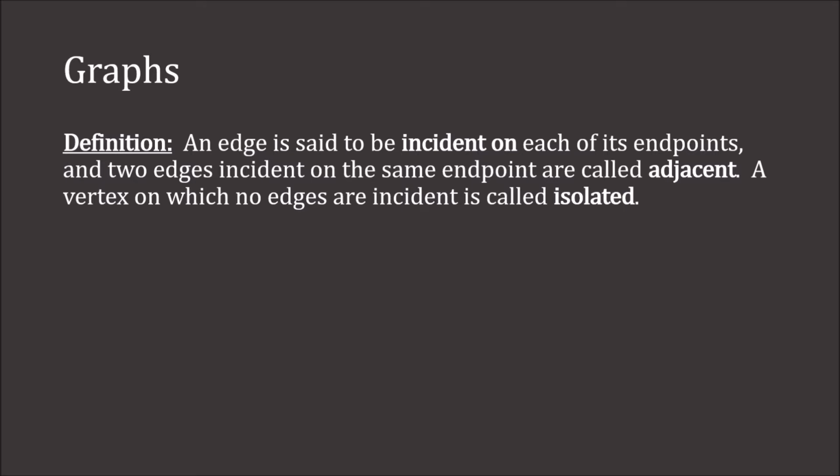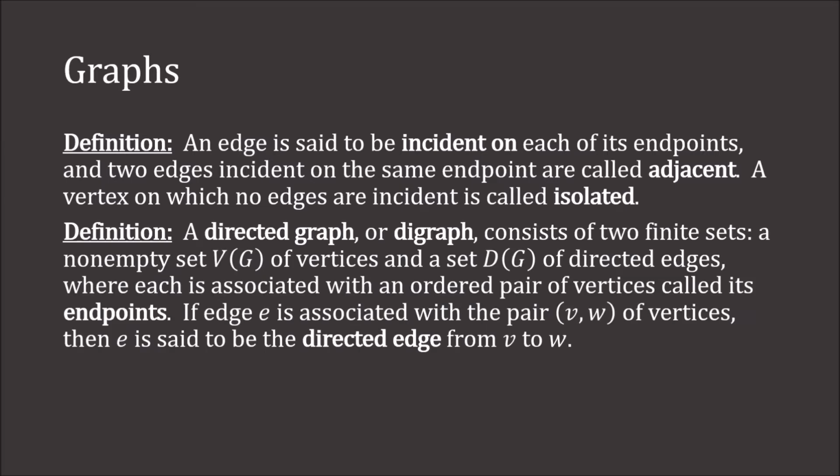Now, this next definition we've actually worked with before, we just never actually formally defined it, and we do so now. A directed graph, or a digraph, consists of two finite sets, a non-empty set of vertices and a set of directed edges, where each is associated with an ordered pair of vertices called its endpoints. If edge E is associated with the pair VW of vertices, then E is said to be the directed edge from V to W. We did directed graphs when we looked at relations.